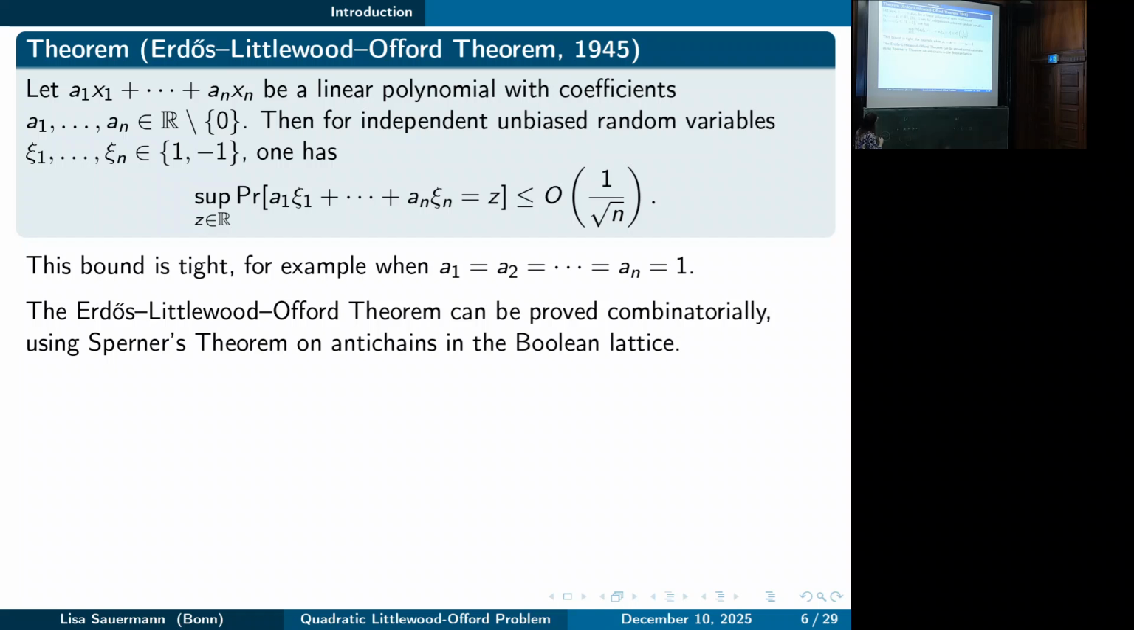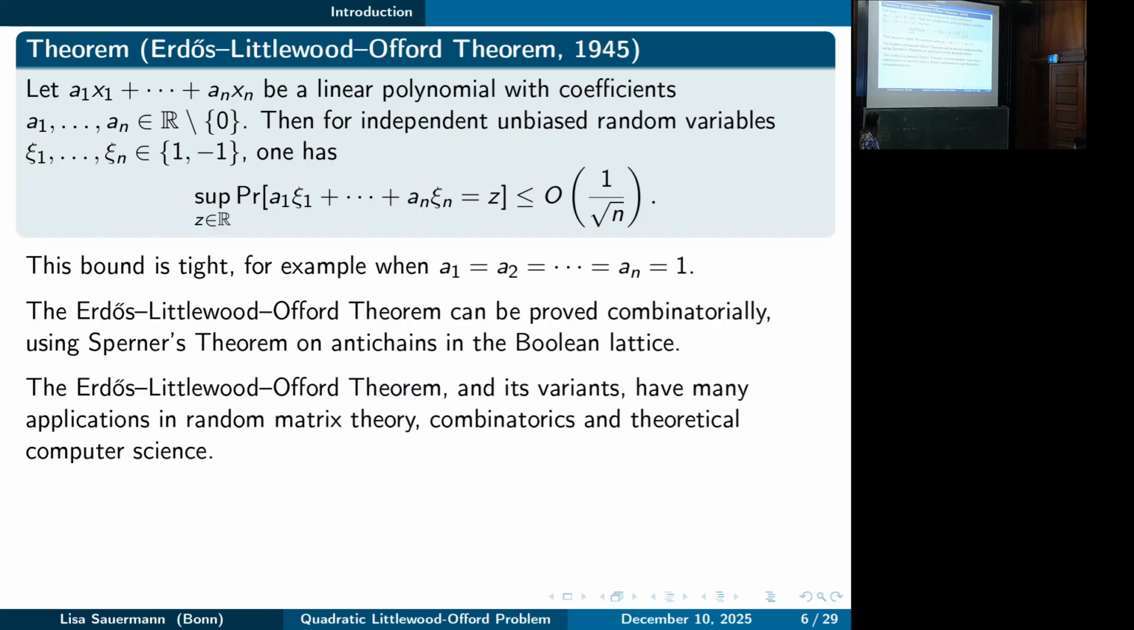And the theorem can be proved combinatorially using Sperner's theorem on antichains in the Boolean lattice. I guess probably some of you have seen this proof, but for time reasons, let me not go into it. It's a combinatorial proof talking about antichains, so families of subsets of some ground set where none contains the other, and in that setting you get a bound, and then you apply this here. So that's how Erdős proved this.